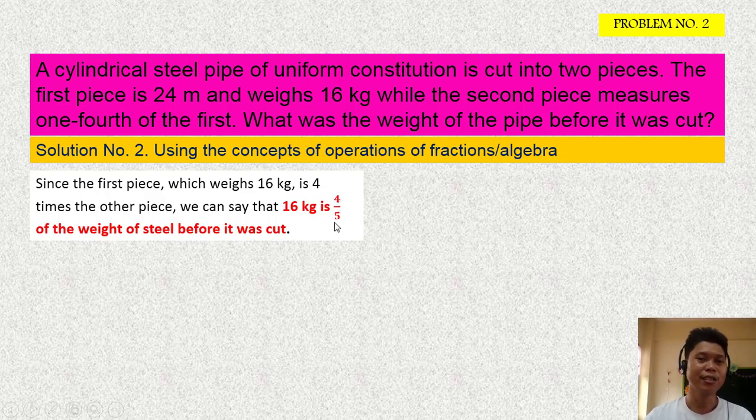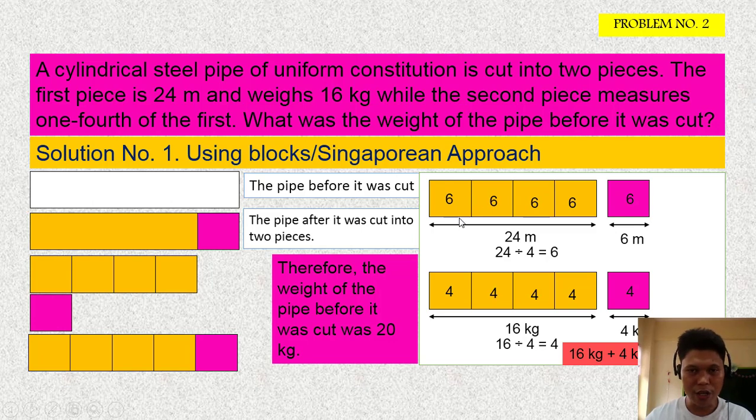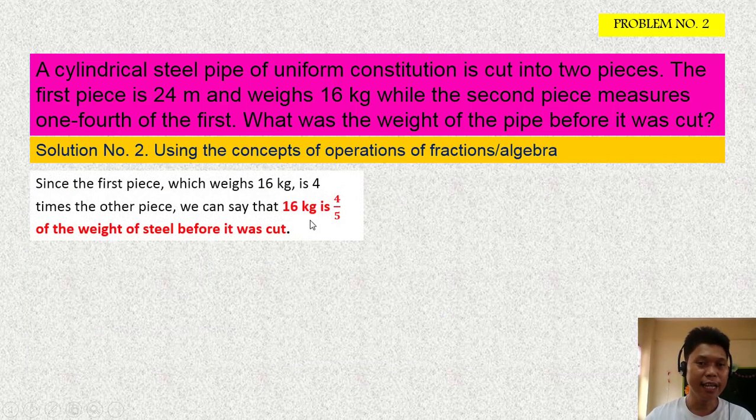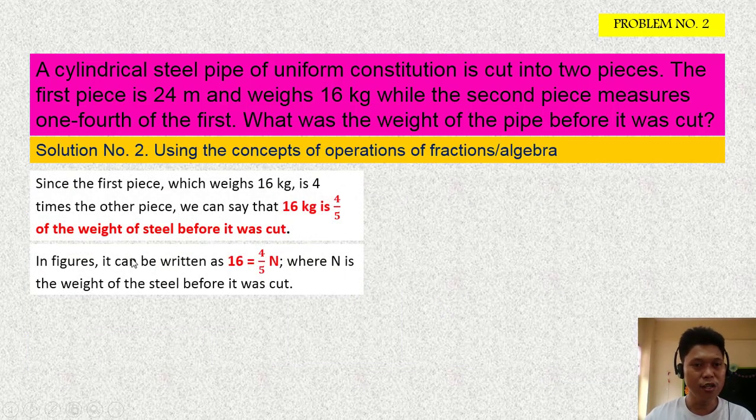Okay? So, kung babalikan natin dito sa illustration, kumbaga, this is 1, 2, 3, 4. And then, pang 5. So, 4 out of 5 nga itong length na to. Tapos ito, 1 out of 5. Okay? So, ganyan. So, ibig sabihin, in figures, it can be written as 16 is equal to 4/5 N, where N is the weight of the steel before it was cut. Okay? So, 16 is equal to 4/5 N.